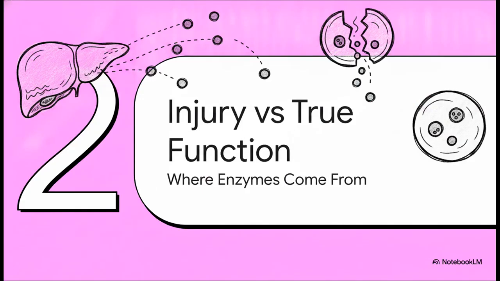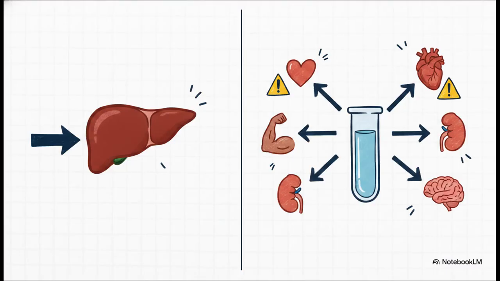Which brings us to Section 2. Injury versus true function. Let's build the mechanism from the ground up so we know exactly what these enzymes mean when they show up in the serum. Aminotransferases, AST and ALT, are intracellular enzymes. They belong inside the cell. They only leak out into the blood when hepatocyte membranes physically fail and undergo necrosis.